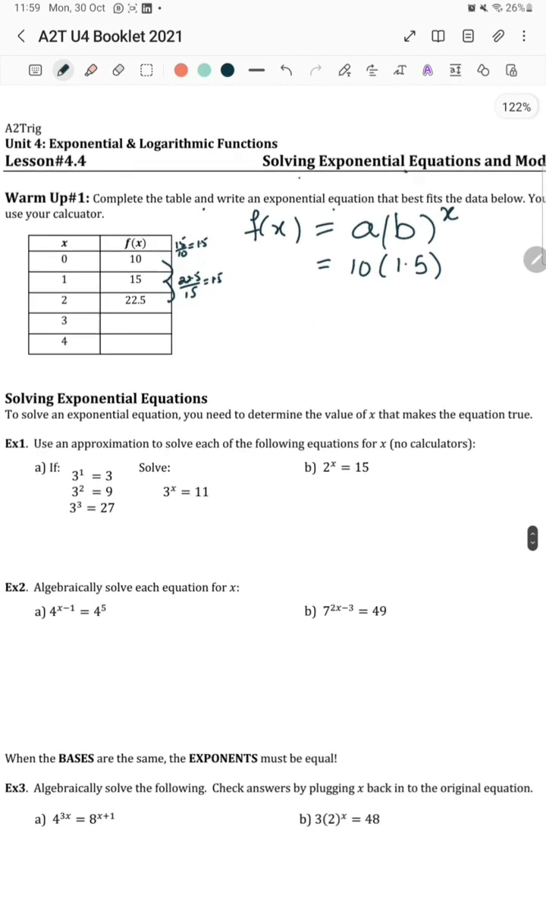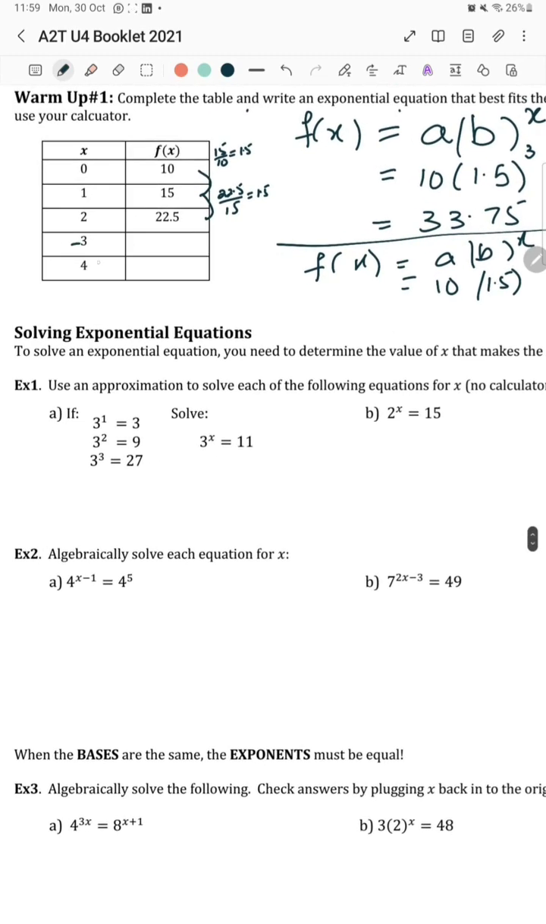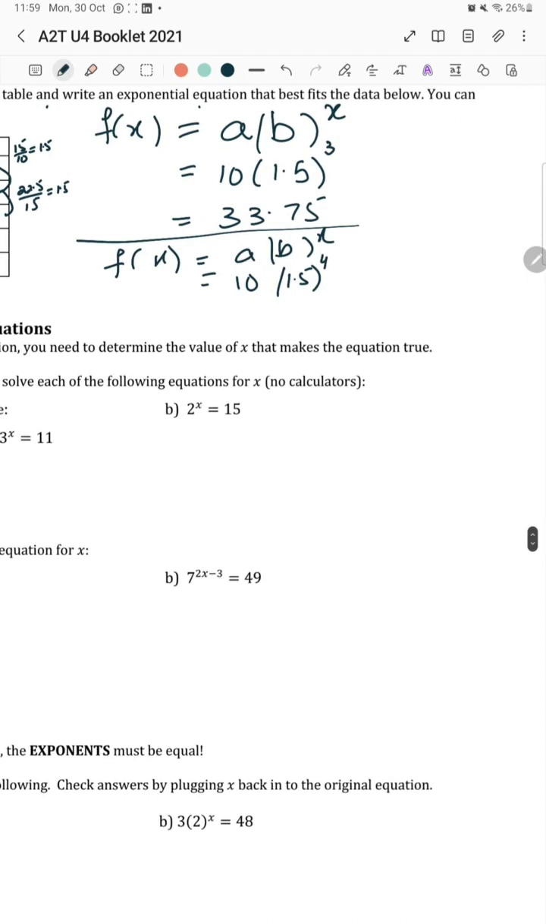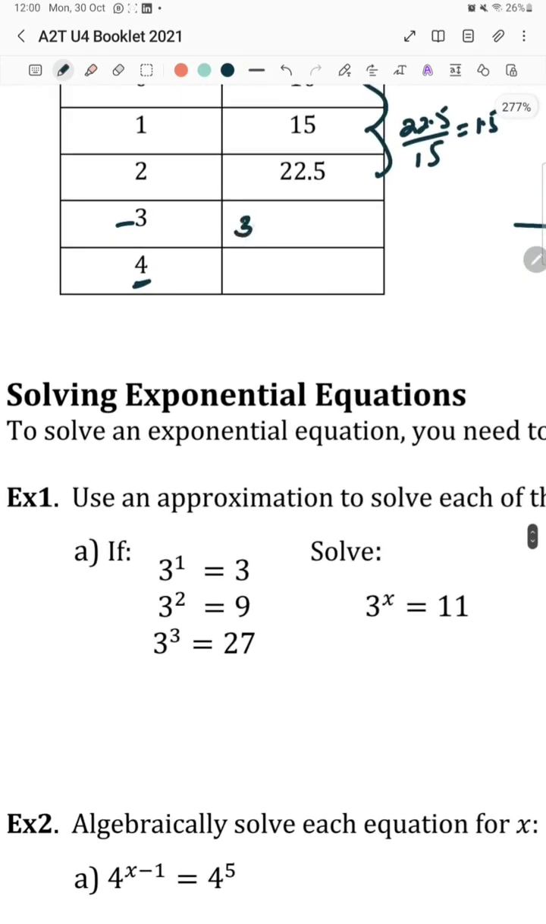Now we need to calculate for x is equal to 3. So we will put 3 over here and we will get our desired answer by using the calculator. So it would be 33.75. Similarly, we will do it for a b to the power x. A is 10, b is 1.5, and here x is 4. We will get 50.625. So we can write these values in the table: 33.75, 50.625.